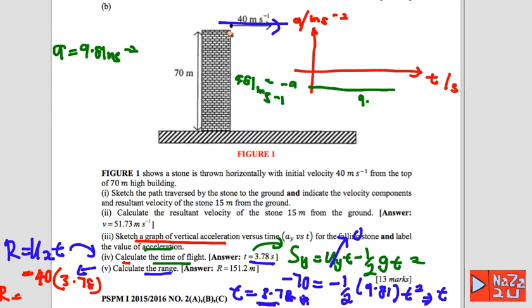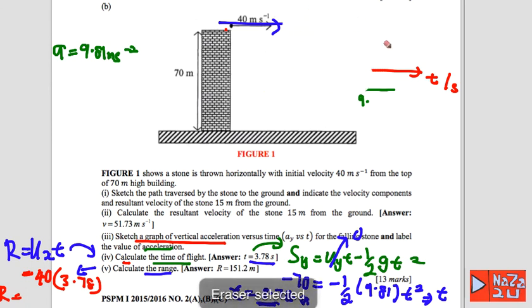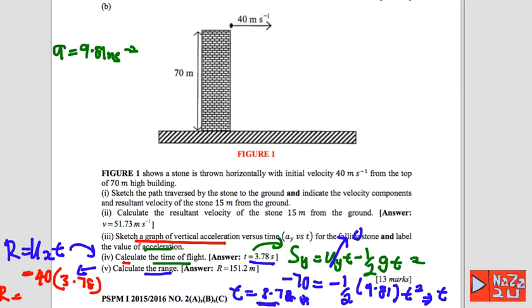Let's say this is the path of the stone. So this is the range here. So r is the range. We have 151.2 meter. So this is the value of r here, 151.2 meter. Okay, that's all.